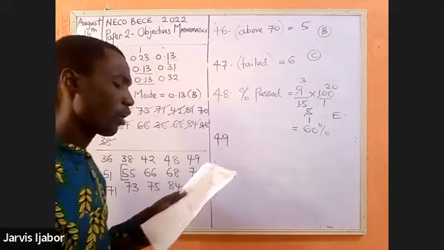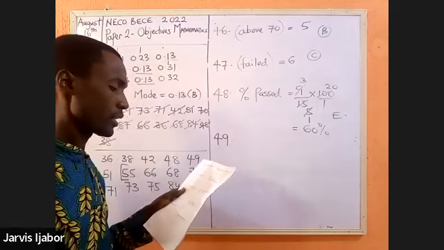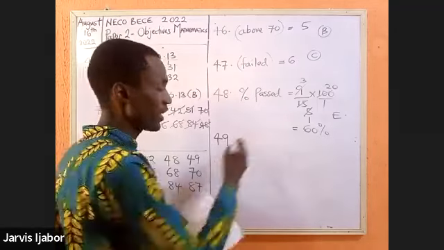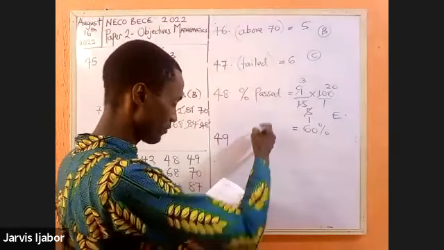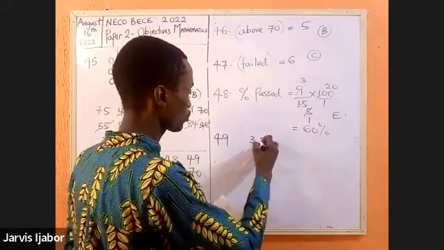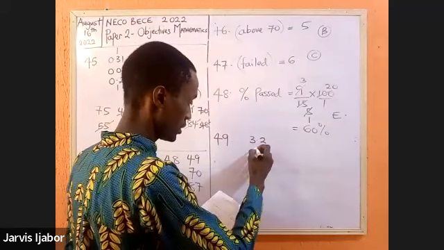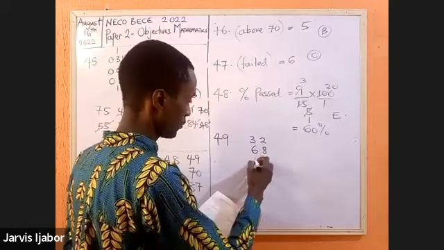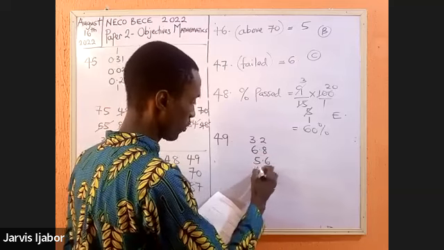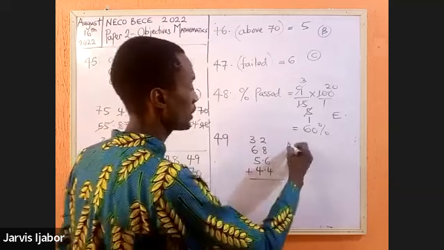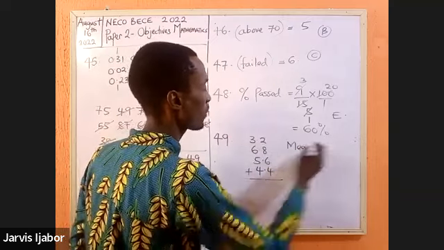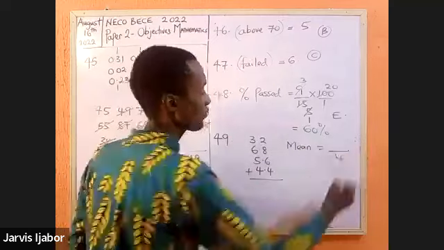Find the mean of the following set of numbers. And what are the numbers? They're just 4 numbers, so I would advise you use this pattern. I'll write them vertically: 3.2, 6.8, 5.6, 4.4. So add it up. How many are there? 4 of them. So the mean will be whatever I get divided by 4.